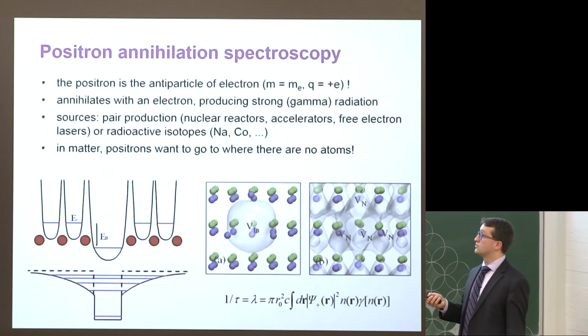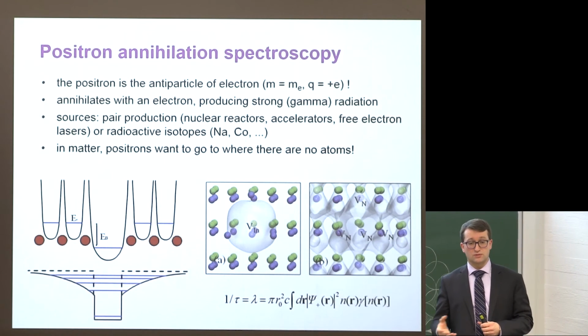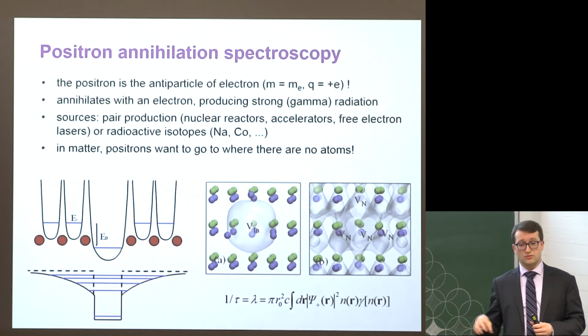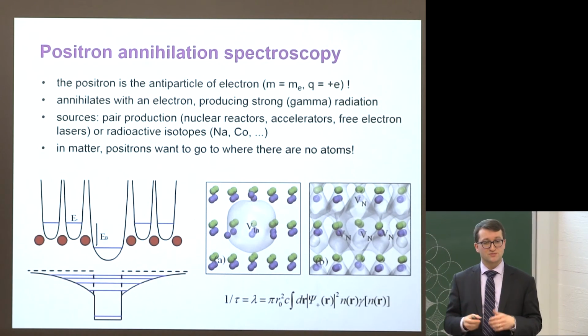Or you can do it the way we do it. We just go and buy some table salt where part of the sodium has been replaced by sodium-22, a radioactive isotope of sodium, and it produces positrons. That's a very neat way.